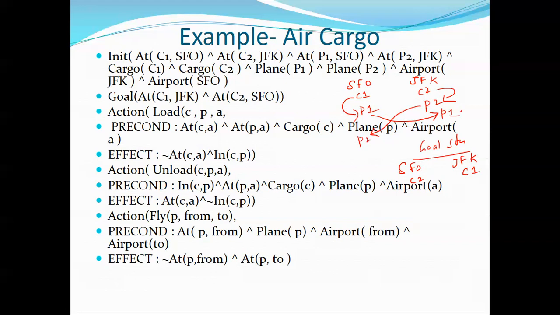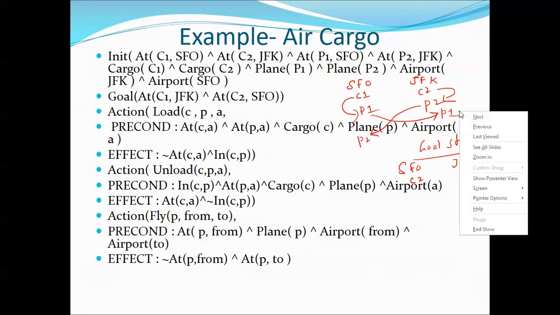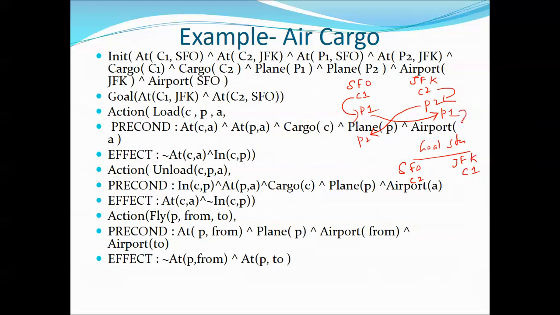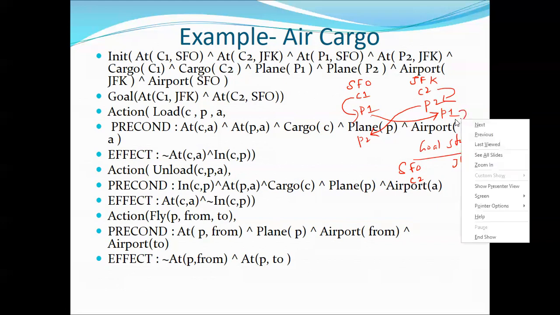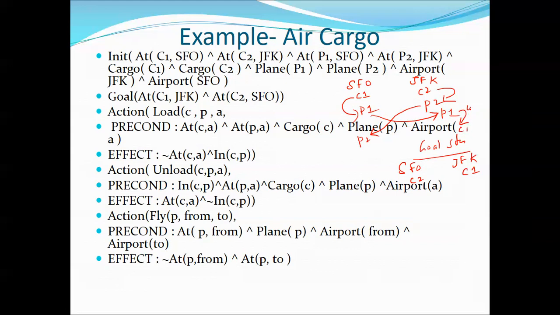Now the plane has reached here. Again here cargo should be unloaded. So the cargo C1 will be unloaded here. This is unload. Similarly, the cargo C2 will be unloaded here. Okay. Whereas here the cargo is loaded. This is load. This is load. So these are the operations. First you have to load the cargo. Okay. Then fly the plane. Then unload the cargo.